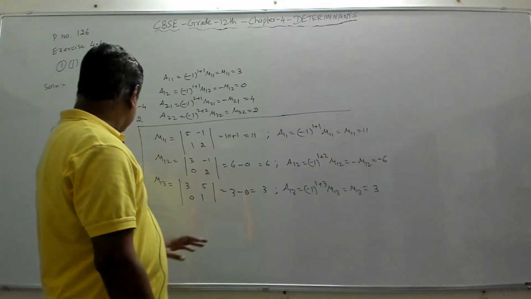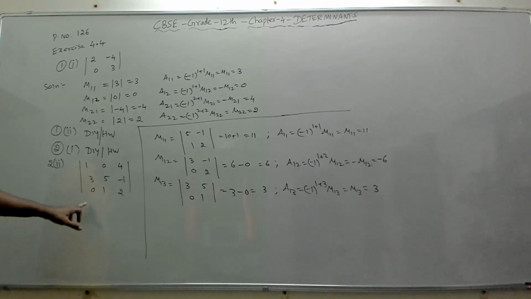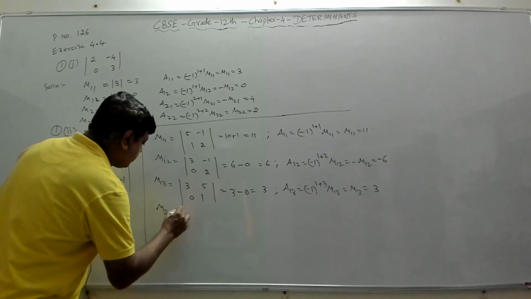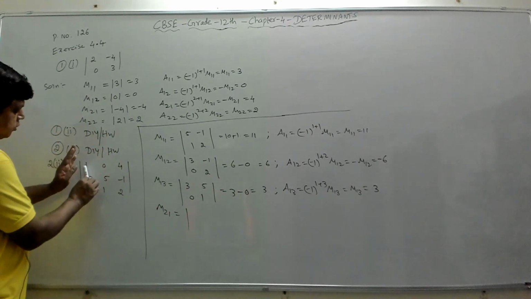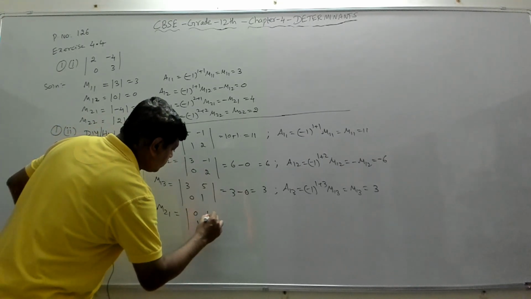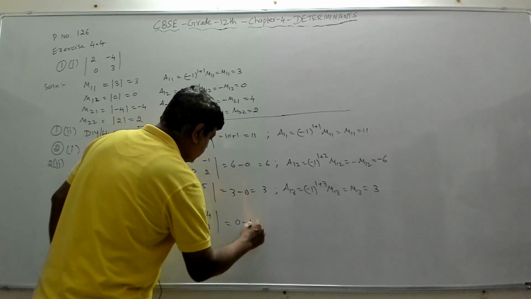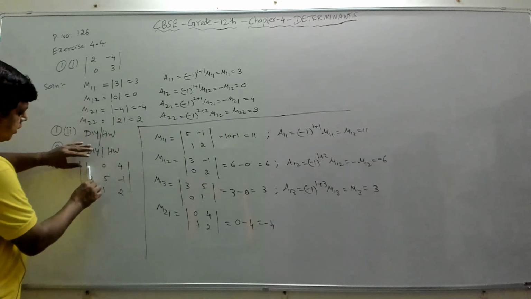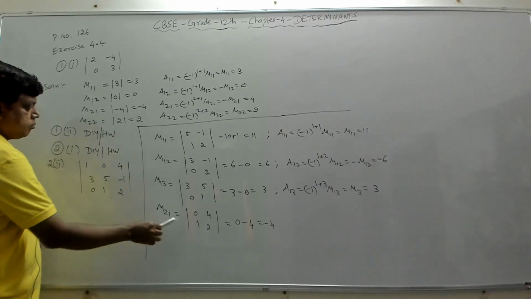Fine. Okay. Let me check the question once again. 1 0 4 3 5 minus 1 1 0 2. Yeah, now it's correct. Now let's continue. So M21, that is equal to the determinant of second row first column. So close this particular row, this particular column, we get 0 4 1 2. That is equal to 0 into 2 is 0, minus 4 into 1 is 4. You get minus 4. Right?